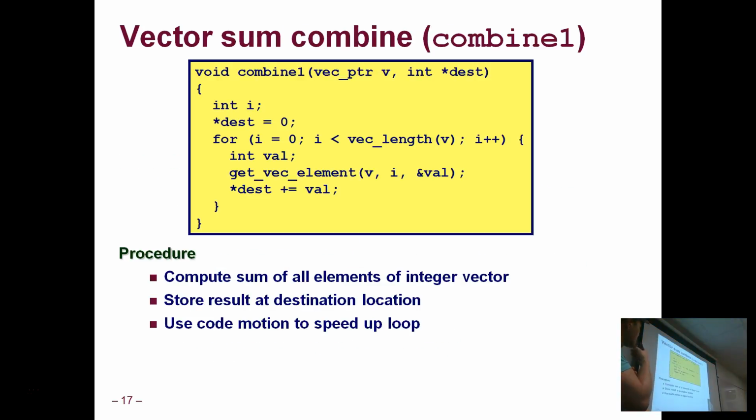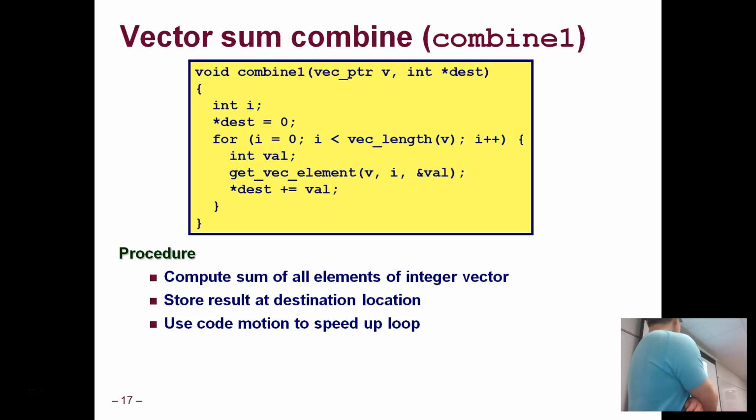All right. So here is an example of combine one, where in this vector I have an array of integers, so my data type is integer. What I'm going to do with this array is add all of the elements in this vector together. So the data type is integer, and my operation for combining is addition. I set the destination to 0, which is what you passed me. I'm going to initialize it to 0.